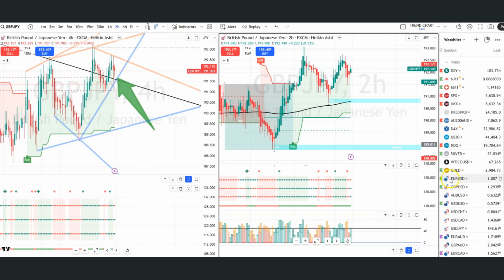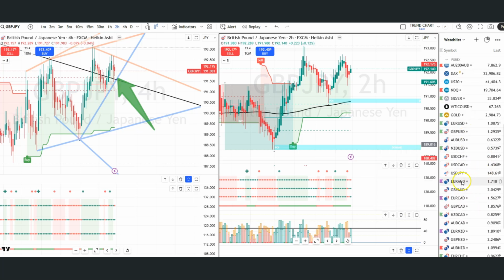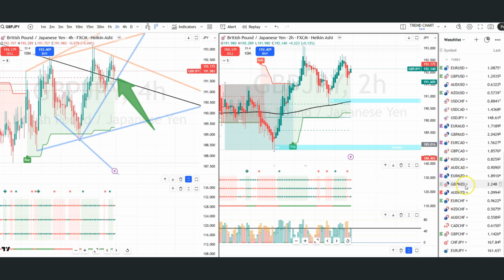Euro dollar red hot, pound USD ready, or should be ready shortly. New Zealand USD to the upside. Euro Aussie not ready yet, but looking like a nice setup. Euro Canadian to the upside. New Zealand Canadian to the upside. Euro New Zealand to the upside, not ready yet. Aussie New Zealand, we're looking for a breakdown. Euro Swiss possible, and all the Swiss is possible to the downside.